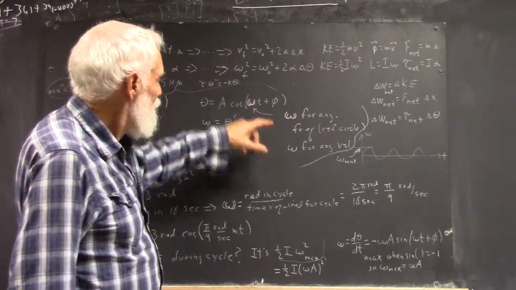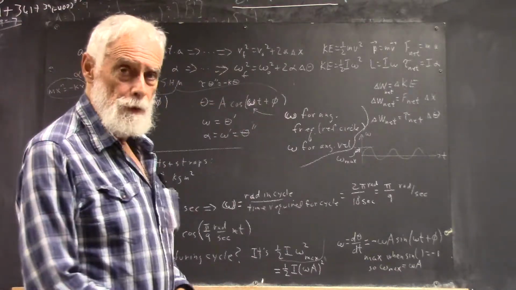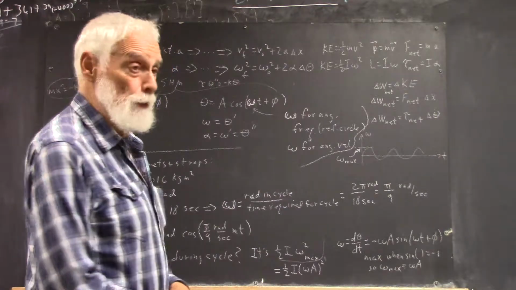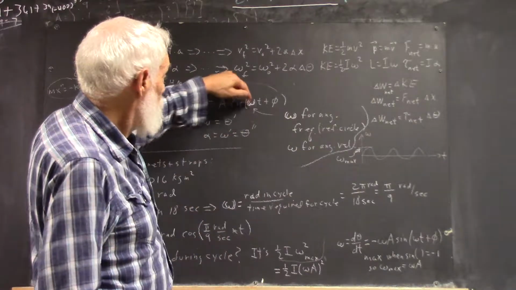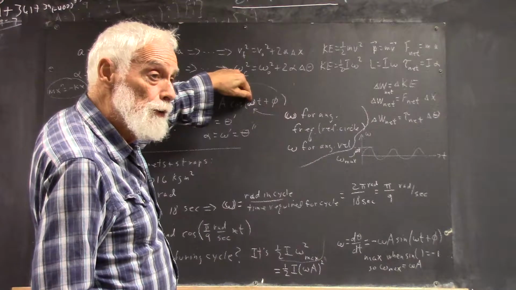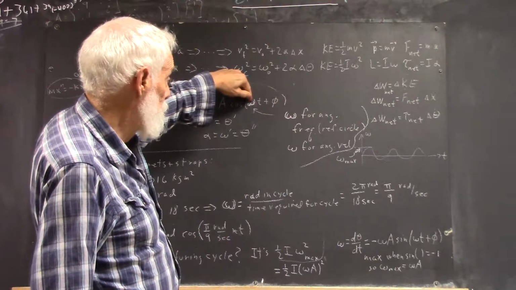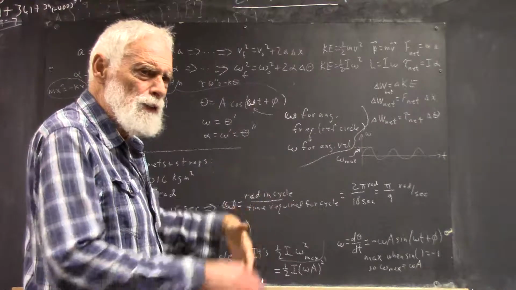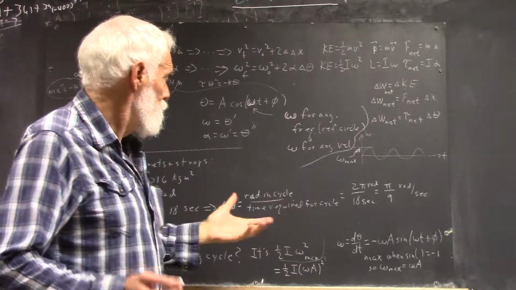Now, we have a little notational problem here, and I noticed that our primary textbook has the same notational problem. It uses omega for the angular frequency of the simple harmonic motion, and omega for the angular velocity of the rotating system.